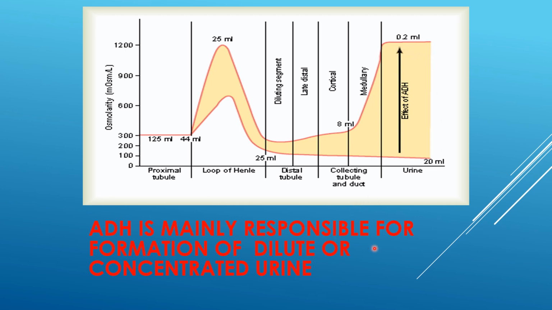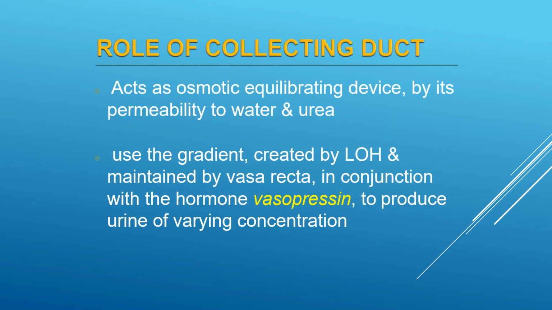So ADH is mainly responsible for formation of dilute or concentrated urine. And the collecting duct has also some role. It acts as an osmotic equilibrating device by its permeability to water and urea. And it uses the gradient created by the loop of Henle and maintained by the vasa recta, in conjunction with the hormone vasopressin, to produce urine of varying concentration.